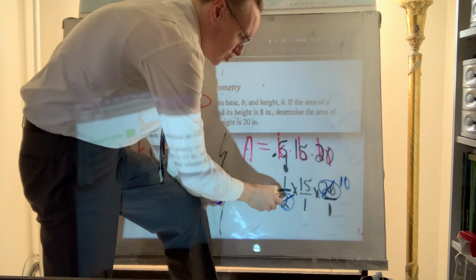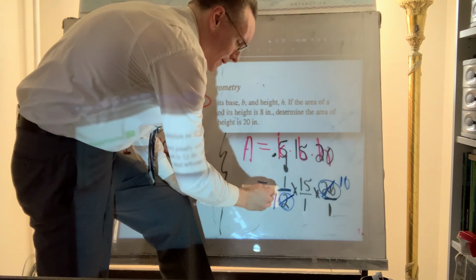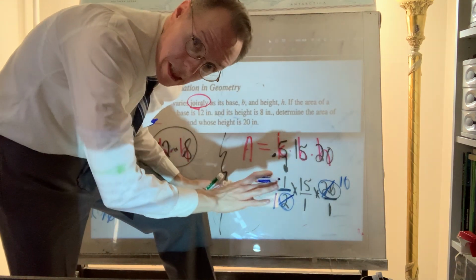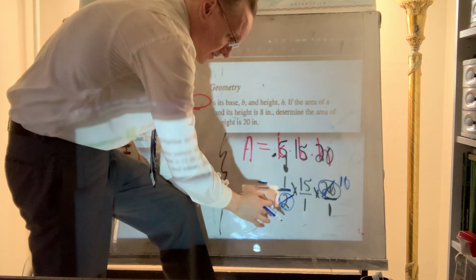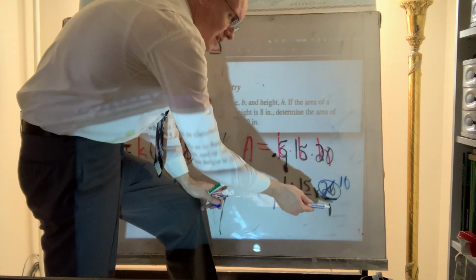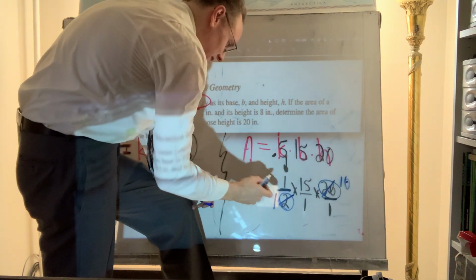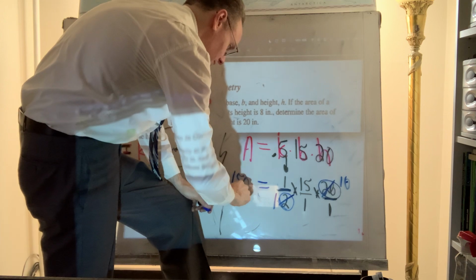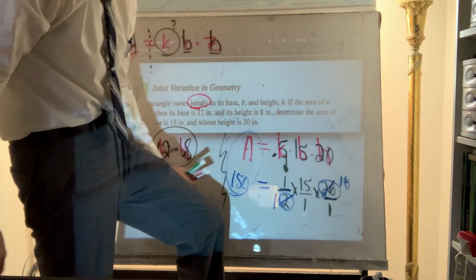That means that if it's just 1s down here, the denominator is totally superfluous. You don't need it anymore. You could put it there, but it's not necessary. And what are you realistically left with? 10 times 15, which is 150. That would be the area.